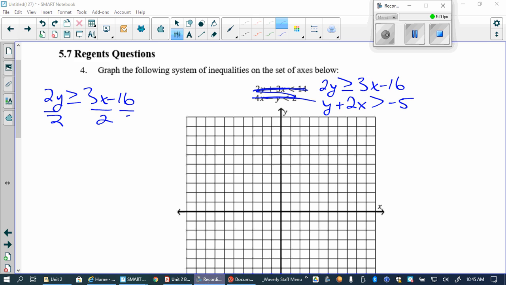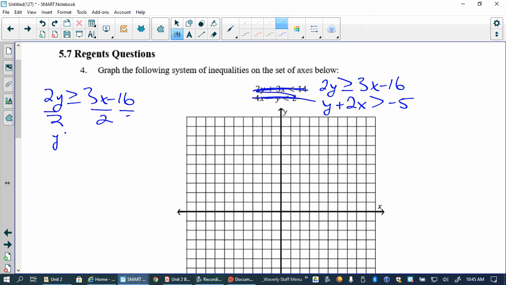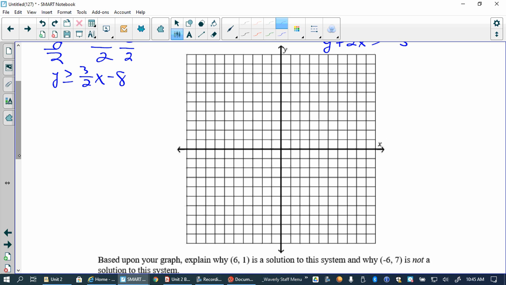Put your dot at negative 8. 1, 2, 3, 4, 5, 6, 7, 8. And then go 1, 2, 3, 1, 2. 1, 2, 3, 1, 2. Solid line. Everybody agree for this one? Yep. But I like to wait on my shading, right, till I get them both in there. No, I just did both of them. Okay.